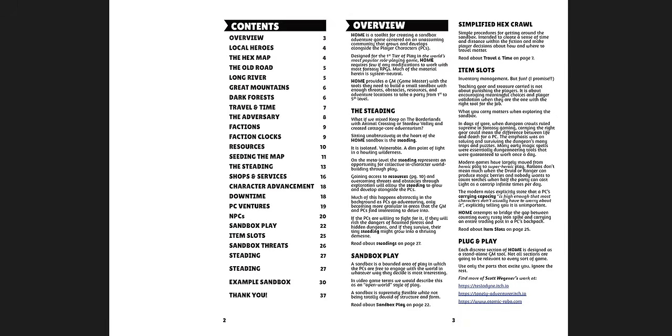Home is designed as a toolkit for creating a sandbox adventure that centers on a community that grows and develops alongside the PCs. So in other words, you use this toolkit to create a region and a steading, and you have that steading grow alongside the player characters as they level up, by getting more resources and having more NPCs move there. And it's sort of, as it says here, a combination between Keep on the Borderlands and Animal Crossing, or Stardew Valley, or something more like Harvest Moon.